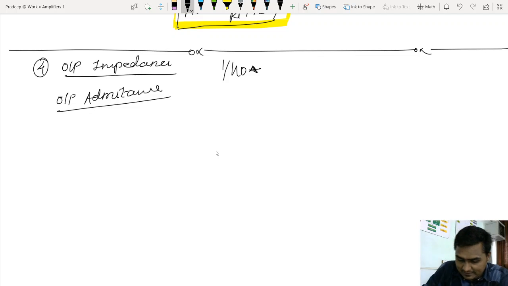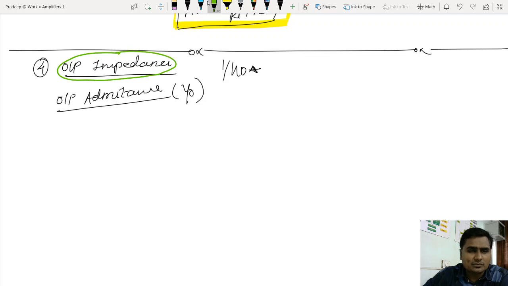So let us write output impedance and output admittance. What is the notation that I am using? I am using YO. Admittance I am talking about. So now let me round off this, because I am not going to find this impedance; I am going to find output admittance, YO. So what is that admittance generally? Admittance is current divided by voltage. So if it is output, then I need to write output current divided by output voltage.